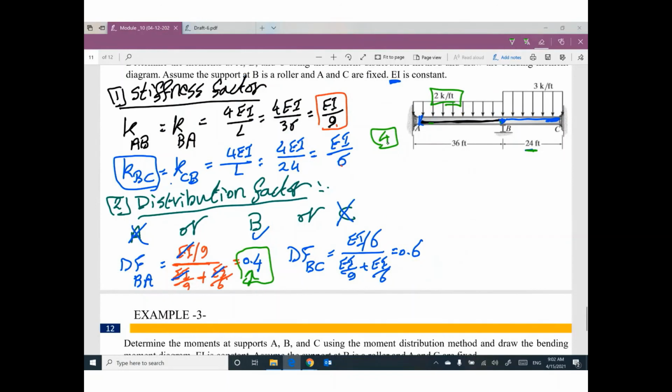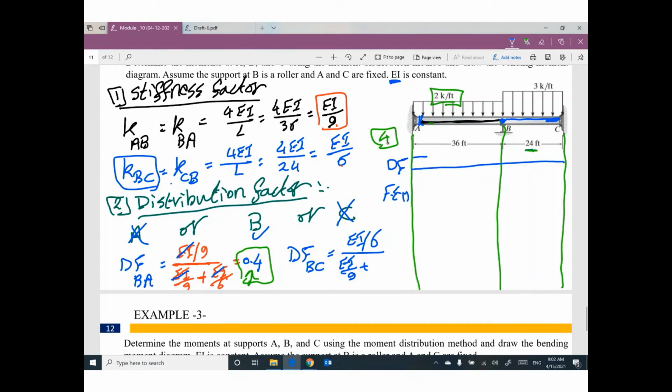I will draw vertical lines at each joint, A, B, and C. And first, I will put my values, the distribution factor and the fixed end moment. Do you have distribution factor at this side? No. At this side? No. Do you have distribution factor at B? Yes. On this side, BA, we have 0.4. BC, we have 0.5. What is the value of fixed end moment?